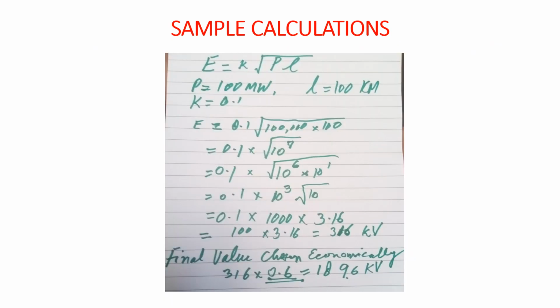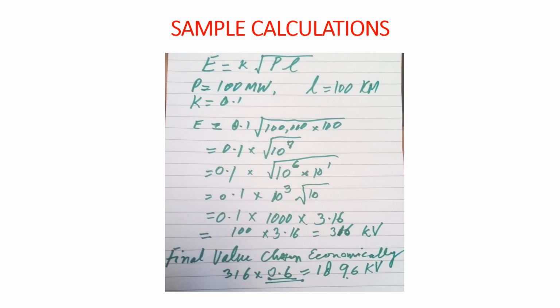Now I have done a sample calculation here. E is equal to K under root PL. Now P is 100 megawatt and L is 100 kilometer. For the P I have written 100,000 because we want it in kilowatt. So kilowatt here and kilometer here, and I got 316 kV. Now multiplying by 0.6, the lowest one in the range, I got 189. So this factor will depend on your wisdom: what are the distances, how do you feel about it, how much knowledge do you have. But this is not the end of the problem.